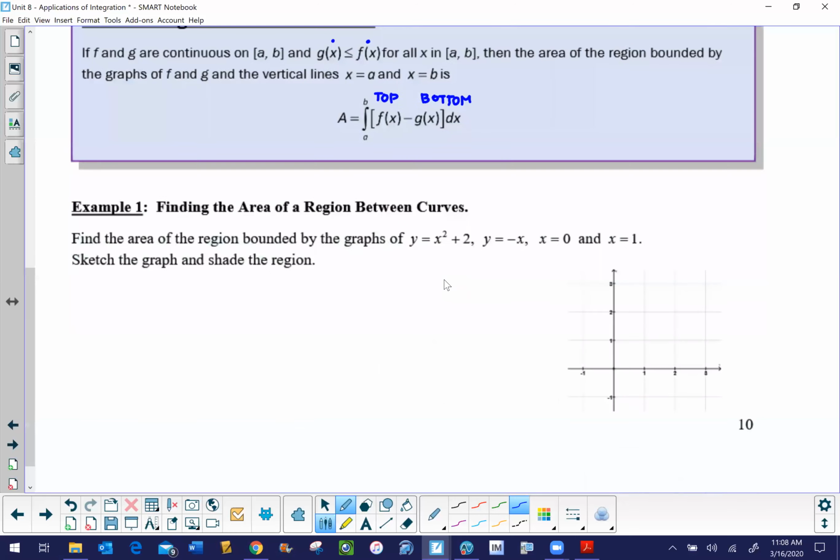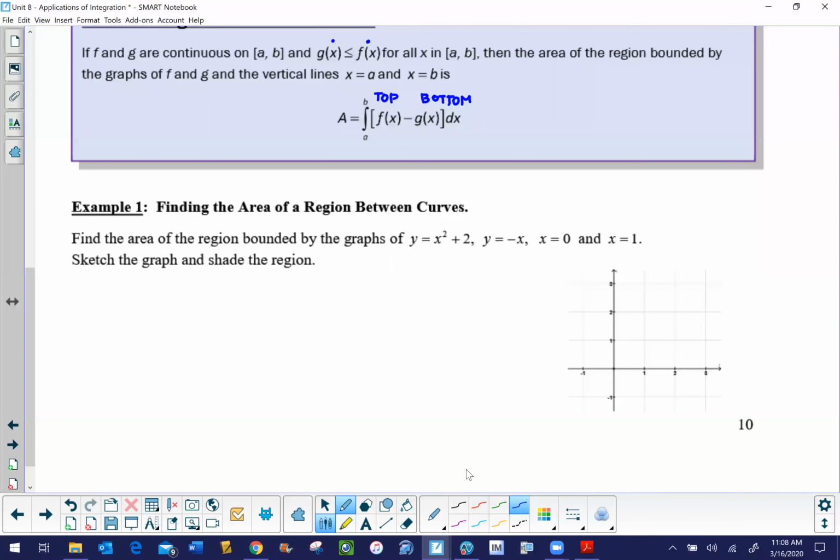So for our first example, it says find the area of the region that are bounded by the graphs y equal x squared plus 2, y equal negative x, x equal 0, and x equal 1. And we do ask that you sketch the graph and shade the region. In all honesty, sketching the graph might be one of the most time-consuming components of this, and it's going to end up being a valuable resource later on when we start looking at more complicated applications like volume.